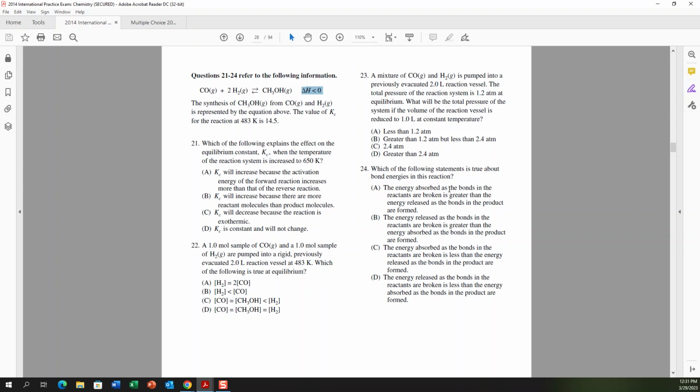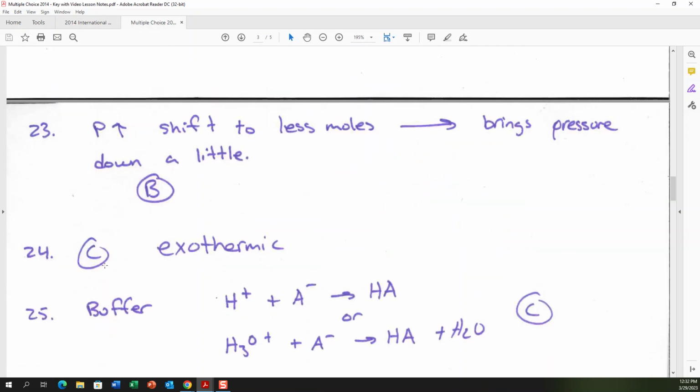Okay, so it's not that the energy absorbed is greater, it's that the energy released is greater. The energy released as the bonds in the reactants are broken is greater? No, because when bonds are broken, that doesn't release energy, that requires energy. The energy absorbed as the bonds in the reactants are broken is less than the energy released. That's the ticket, C. So exothermic reaction, more energy released for the products' bonds forming than was absorbed for the reactants' bonds breaking. So C, because it was exothermic.